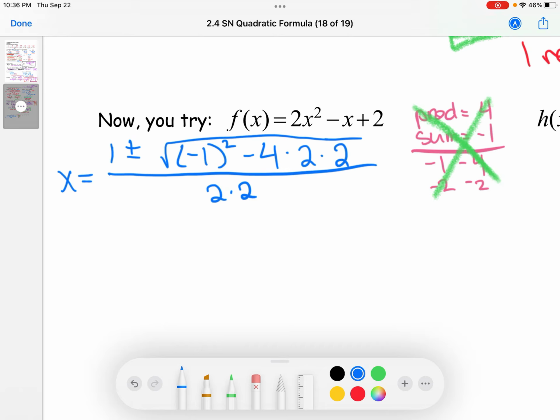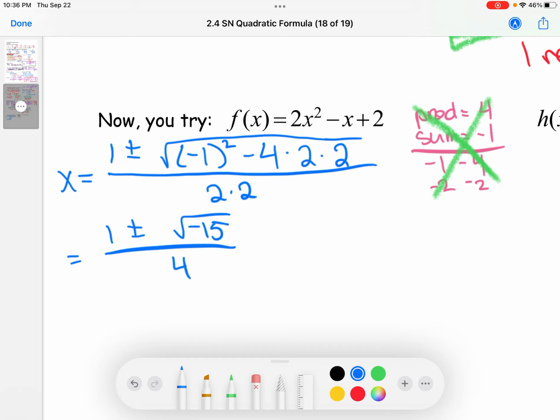Lots of 2's in here. Don't get too lost in those. Okay. All right. So 1 plus or minus the square root of 1 minus 4 times 2 times 2 is 16. 1 minus 16 is negative 15. All that is over 4.